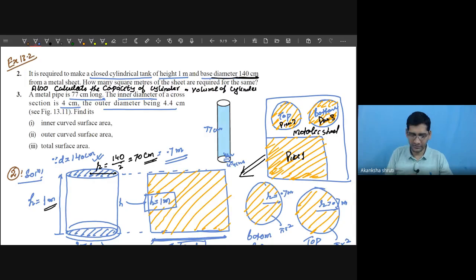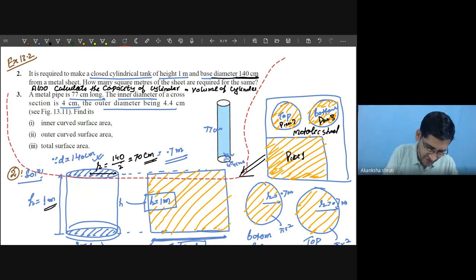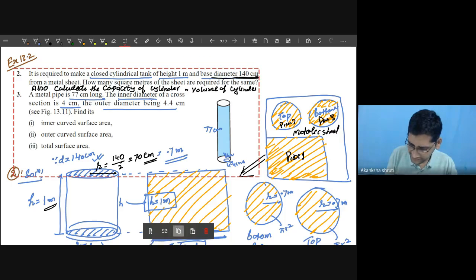So let me explain this. In this case, a student, it is given that it is a pipe, means the inner one is hollow. So it is like a hollow cylinder. So we need to calculate inner curved surface area, outer curved surface area, and total curved surface area. So let us understand this question number 3. This is another important question which is asked most frequently.